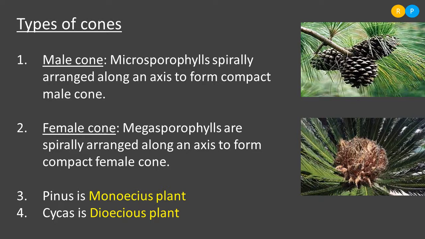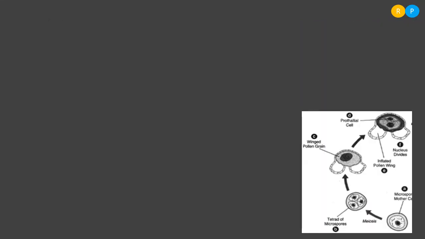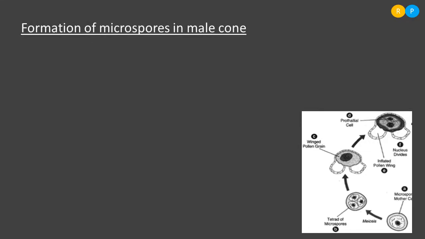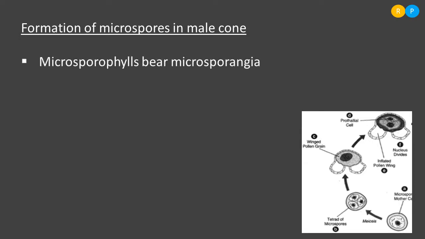Clear? Yes. Let us now understand the structure as well as the function of the male cone. The function of the male cone is the formation of microspores. Microspore formation takes place within the male cone. We have seen that the cone is made out of specialized modified leaves, called microsporophylls. These microsporophylls are spirally arranged along an axis and they enclose sporangia named microsporangia.